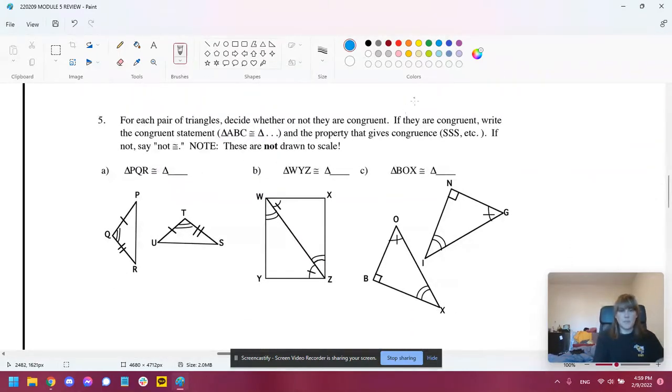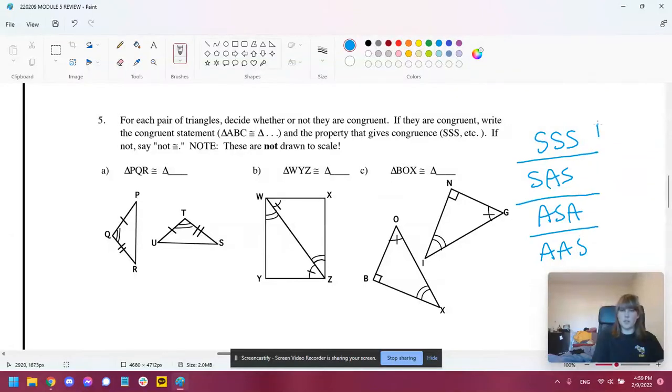Next. For each pair of triangles, write if they're congruent or not. So the congruency statements are side, side, side, side, angle, side, angle, side, angle, angle, side, and then hypotenuse-leg, hypotenuse length, which is just side, side, angle, but only for right triangles.